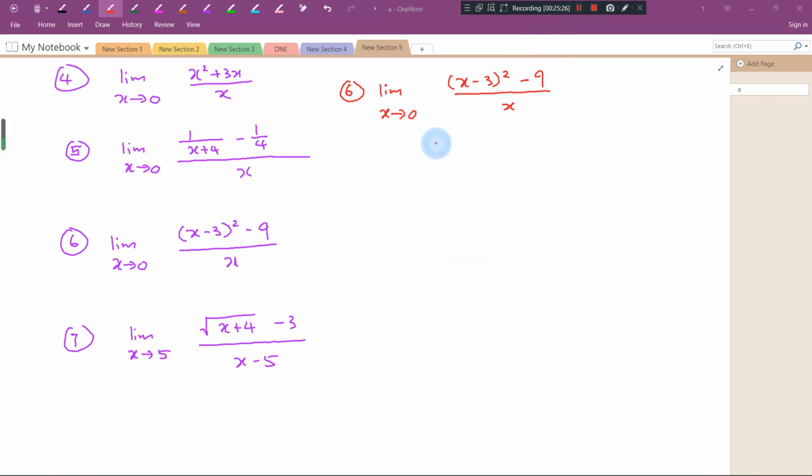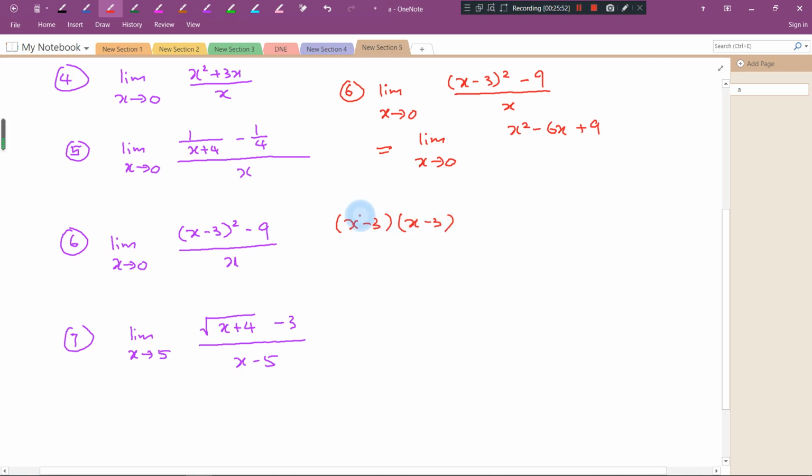Okay, now let's look at question number 6. Same thing here. If you plug in the 0 here, we get 0 as the denominator. We know that's not a correct way, right? So how about we do some expansion here? x squared minus 6x plus 9. If you don't know how to use a formula, you can do it this way. Multiply 1 by 1. You will still get this answer.